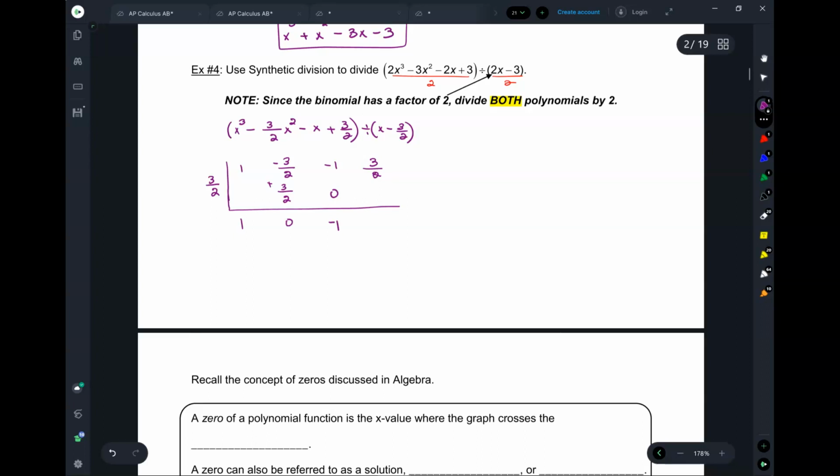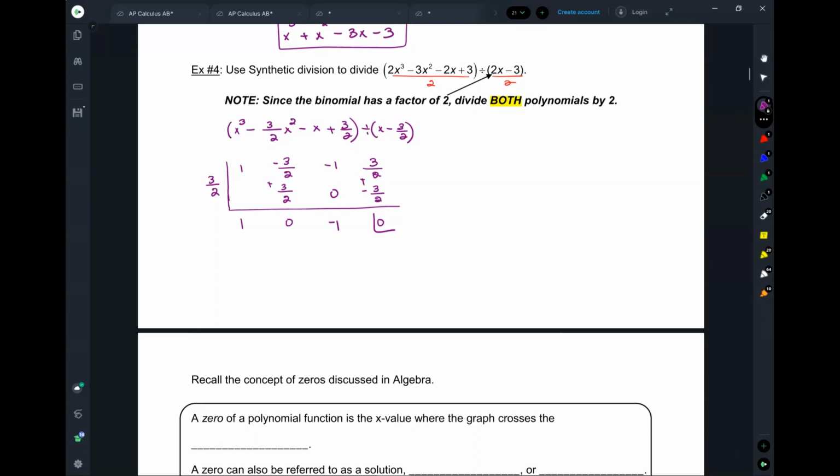Negative 1. Negative 3 over 2. When you add, what do you get? 0. Remainder is 0. So exciting. Okay, hang on. We're not going to freak out, because we've got a 0 in the middle there.